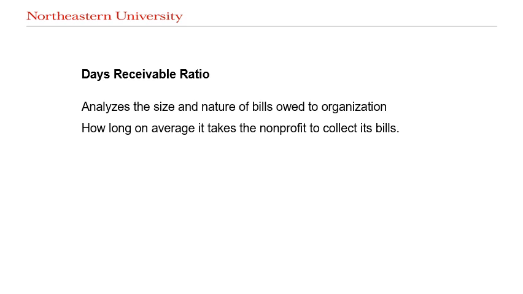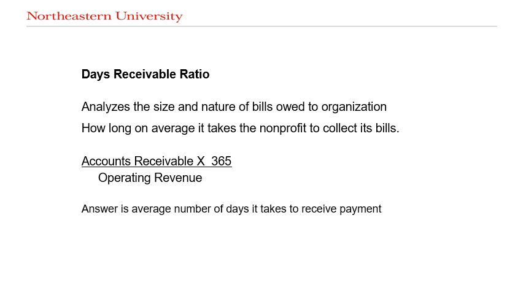Now, of course, that's not entirely up to you. If you have state contracts, donor pledges, these are not bills that you can get paid just because you've decided to ask for it, but it's still an important thing to know. The formula is your accounts receivable times 365 divided by your operating revenue. So the answer will be the number of days it takes to receive payment.